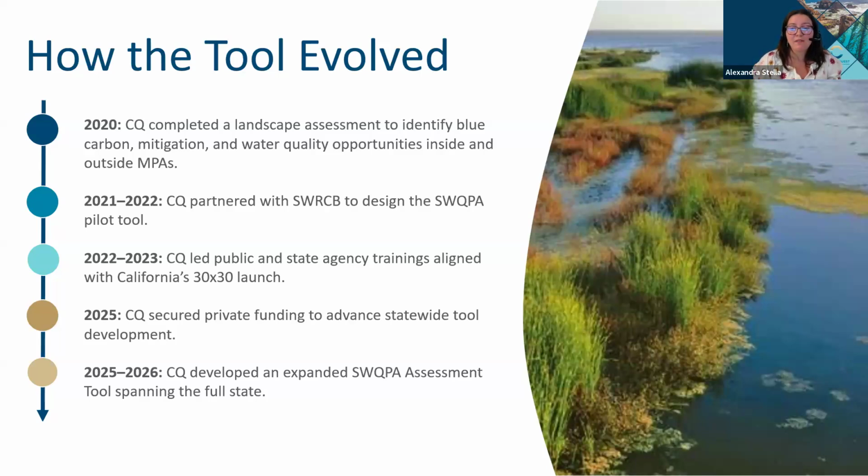That pilot effort really involved building that data inventory, identifying useful data sources, translating information into geospatial formats, and working closely with state and regional water board staff to fill in and resolve any data gaps. Following this pilot, the State Water Board and the California Department of Fish and Wildlife expressed interest in a broader statewide coastal GIS resource. In response, Coastal Quest secured private funding in 2025 to update and expand the tool for the full California coastline, which brings us to our tool today.